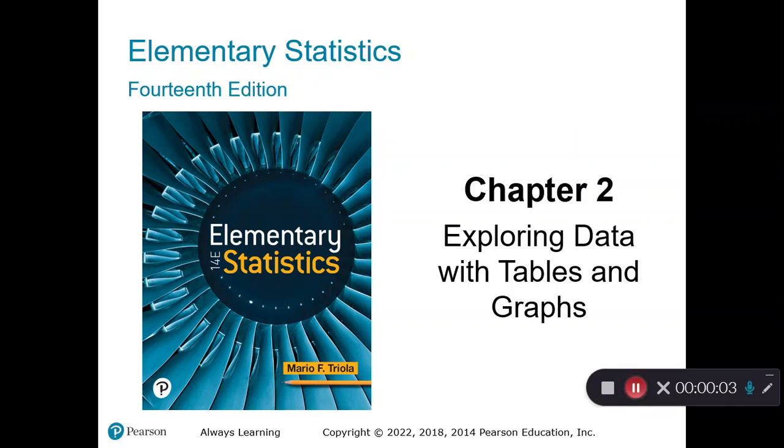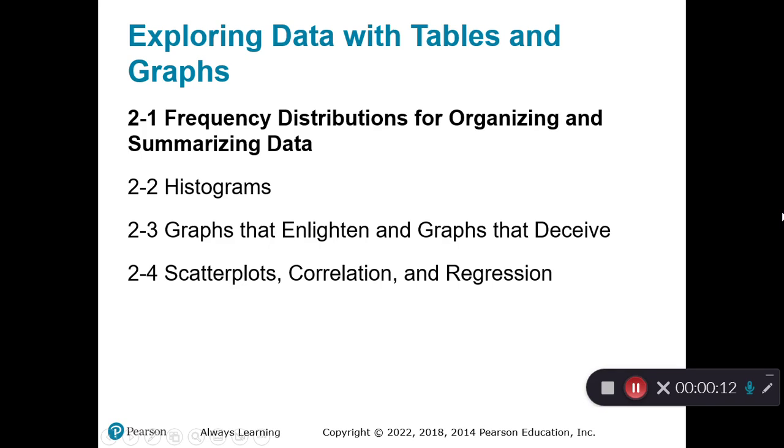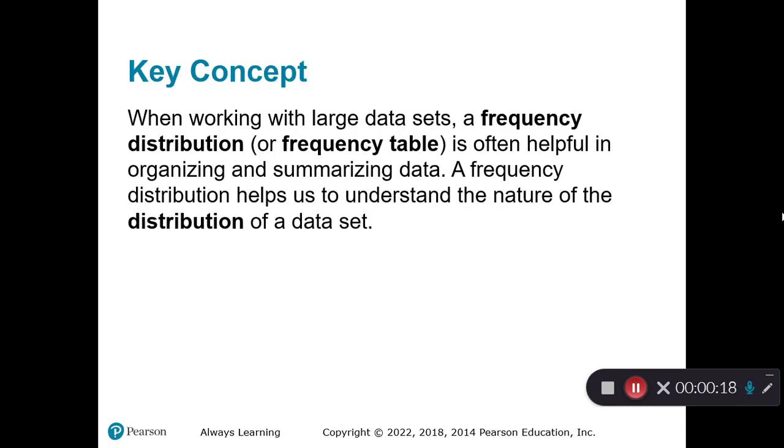Chapter 2 is going to introduce us to some techniques so that we can explore data using tables and using graphs. In the first section of Chapter 2, we're going to look at frequency distributions as a tool for organizing and summarizing data. A frequency distribution is otherwise known as a frequency table, and it gives us our first visual representation of data so that we can start extracting some information about what we see.